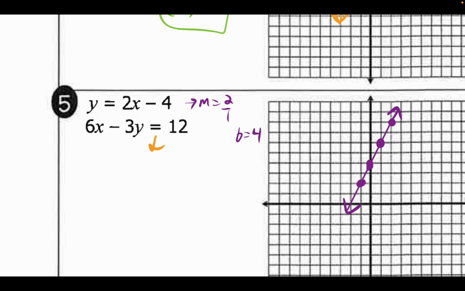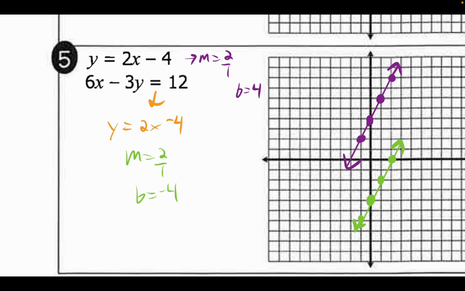And I'll solve this next one, and that'll get me y equals 2x minus 4, which means it has a slope of 2 or 2/1, a y-intercept of negative 4. And you may have already noticed, since they have the same slopes and different y-intercepts, that they are in fact parallel, which means that there is no solution.